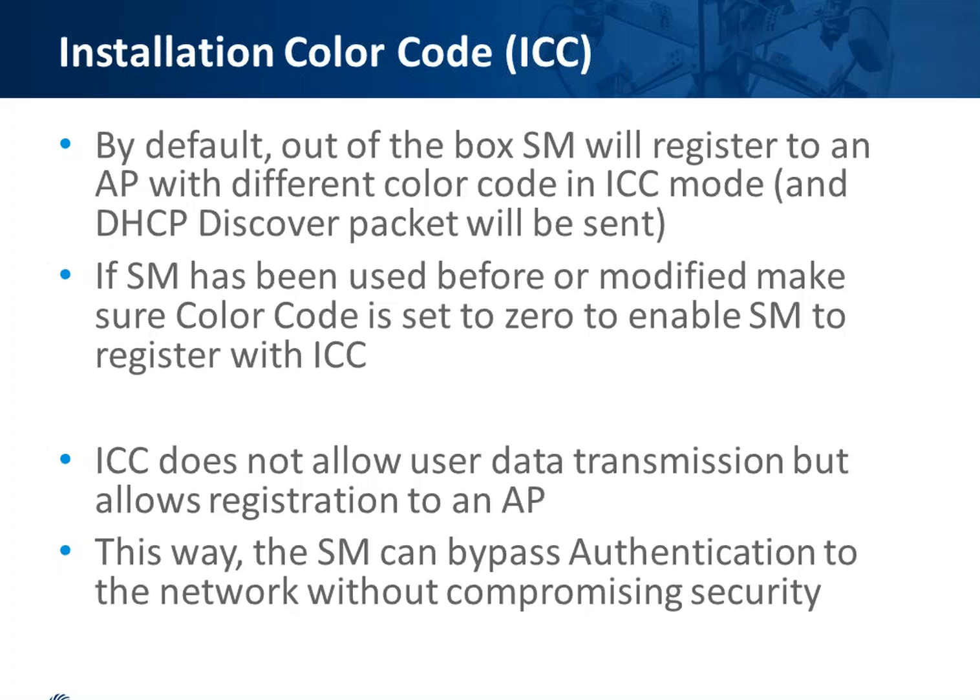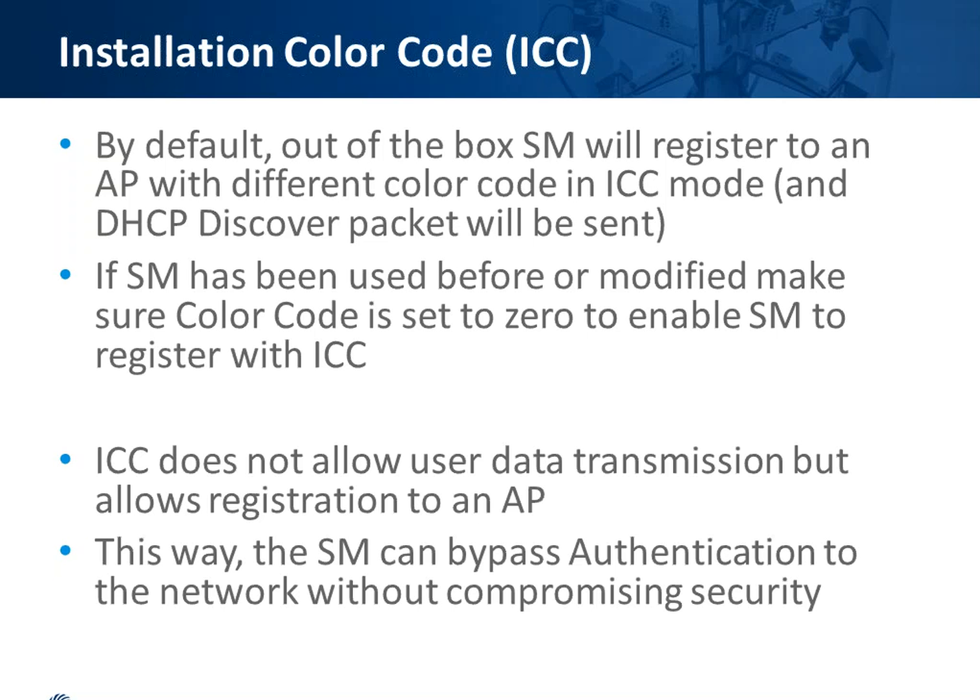So, installation color code. This is an option on the AP. You turn it on at the AP; there's a selection in the GUI. By default, out of the box, the SM can register to an AP with a different color code if it's in installation color code mode. And a DHCP discover packet will be sent so that it can utilize DHCP option 66 if you choose to use that. If the SM has been used before or modified, make sure that the color code is set to 0 to enable it to register with installation color code. 0 is the magic number for color code there.